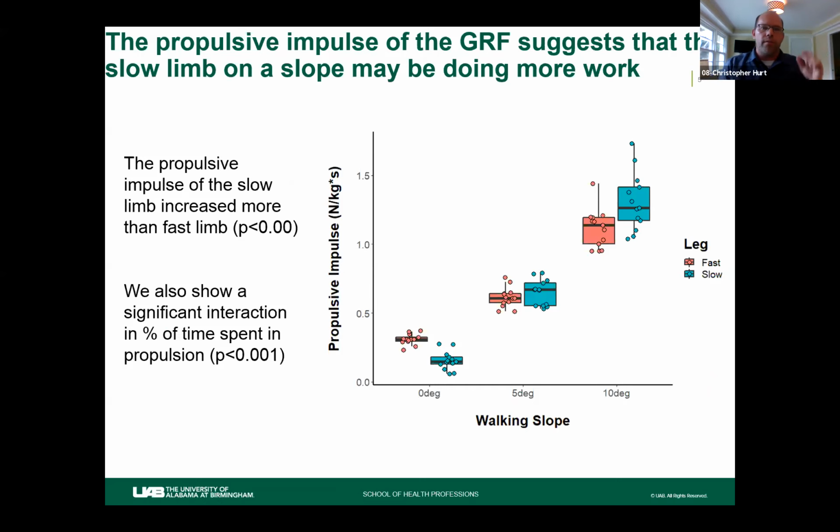Okay, so for the ground reaction force, what we saw is that propulsive impulse of the slow limb increased more than the fast limb. So what we see here is the blue is the limb that's on the slow belt, and the red is the limb that's on the fast belt. And at 0 degrees, what you would expect is that the fast belt generated a larger propulsive impulse, but as we added slope, there was a significant interaction. We also saw a significant interaction in the percent time spent in propulsion as well.